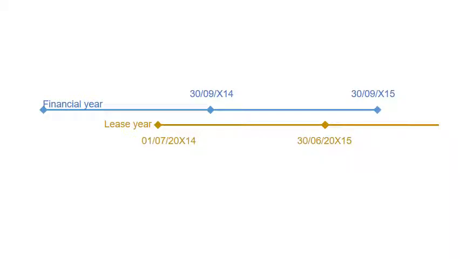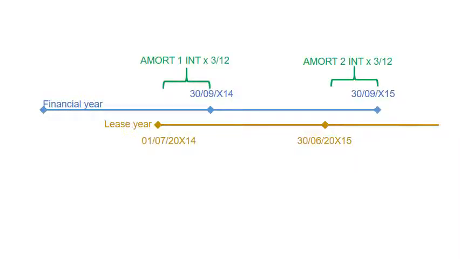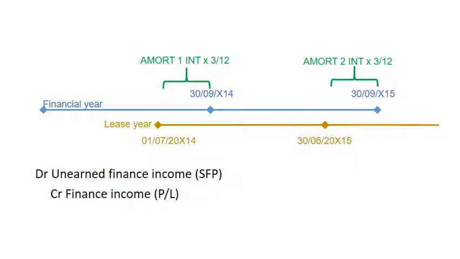In this example, our financial year end is 30 September. However, the lease was entered into on the 1st of July 2014, meaning the lease year ends on 30 June. That means that for every financial year end, we will have to accrue for 3 months of interest that have been earned but have not yet been received in the lease payment. The journal that we'll have to do will be to debit unearned finance income in the SFP and to credit finance income in profit or loss. Those 3 months interest have already been earned because the time has passed, and therefore those amounts can be released from unearned finance income to go to finance income in profit or loss.